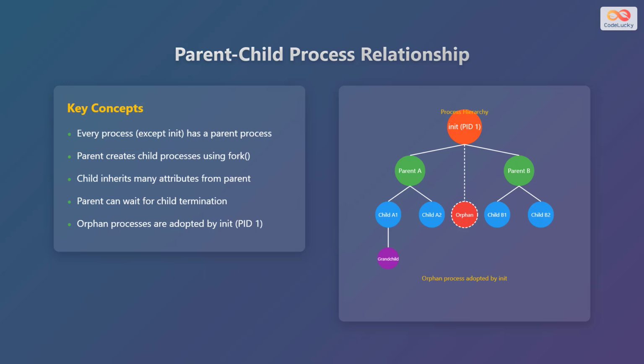If a parent process terminates before its child, the child process becomes an orphan process and is adopted by the init process, which has a process identification or PID of 1. The init process is the ancestor of every other process in the system.